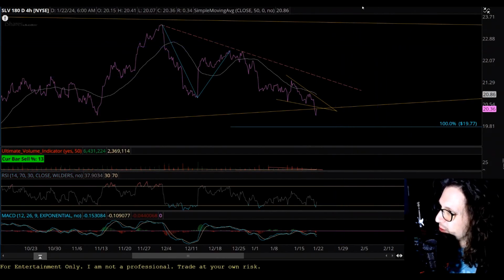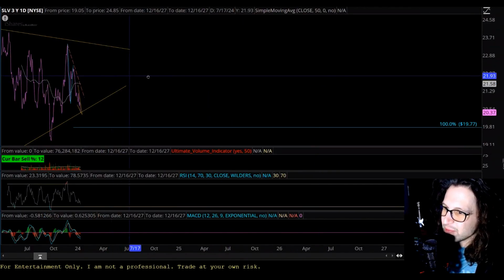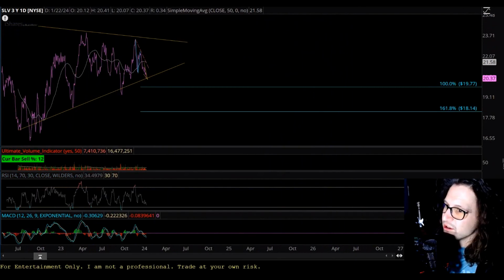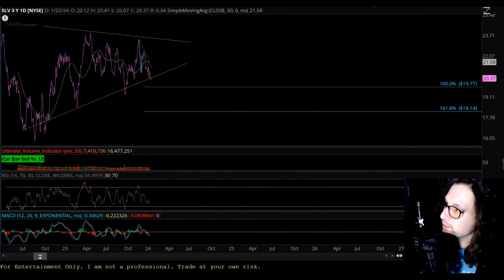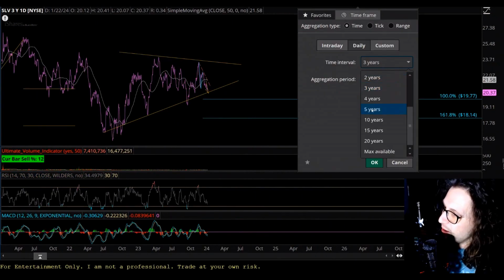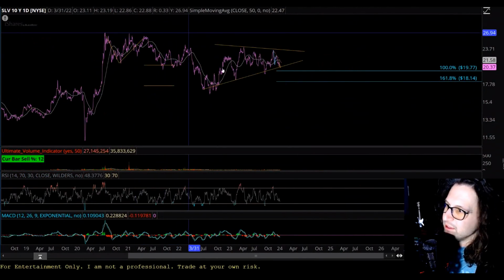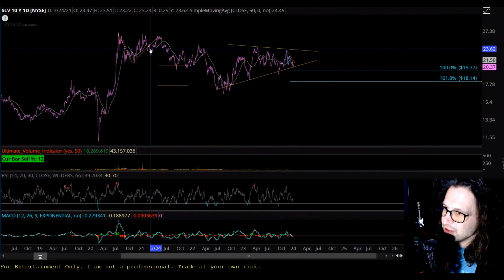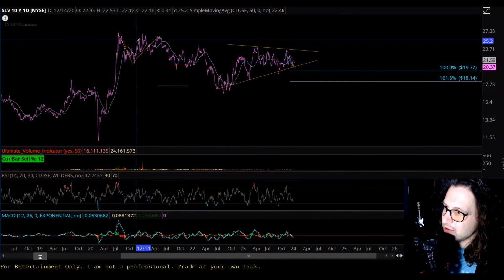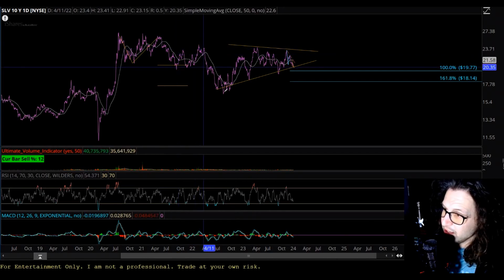When I zoom out, though, I really think that we're moving through a larger pattern. It's this big triangle over here. I'm going to zoom way out. We're going to go 10 years here. We can kind of get an idea of what's going on. I still think we've had, and follow me here, waves A, B, and this is probably a complex measured move down.